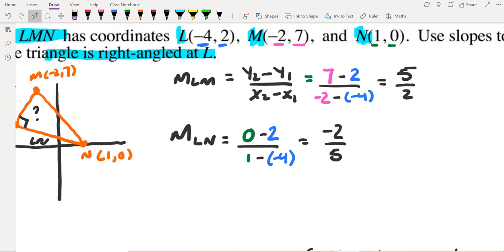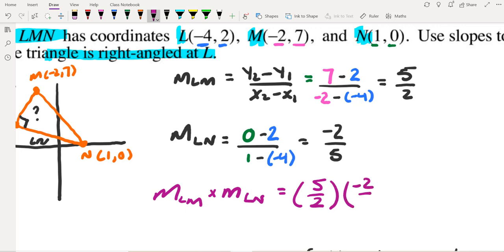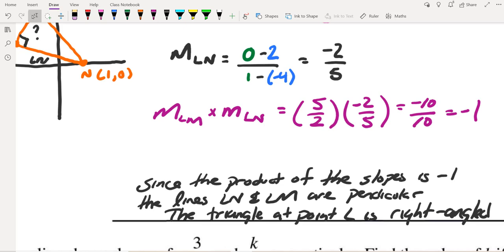Now to check if it's a right angle triangle or if it's perpendicular, we need to do our perpendicular test. We need to see if when we multiply the two slopes together, does it equal negative 1? So we have 5 over 2, the first slope, multiplied by the second slope, negative 2 over 5, which equals negative 10 over 10, which is equal to negative 1. Right? So now we can write a statement saying that, in fact, this is a right angle triangle because when we multiply the two slopes together it is equal to minus 1.